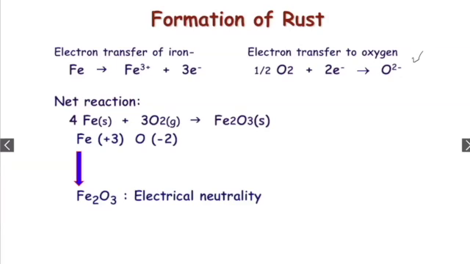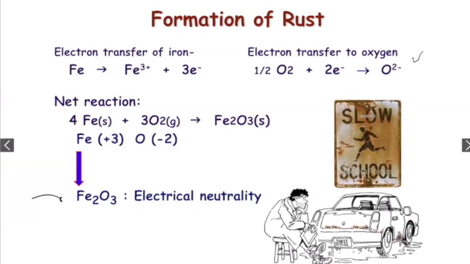Anyway, when that happens, then you have these ions that form, and then they come together and form an ionic species. In this particular case, you have iron oxide, which is nothing more than rust.